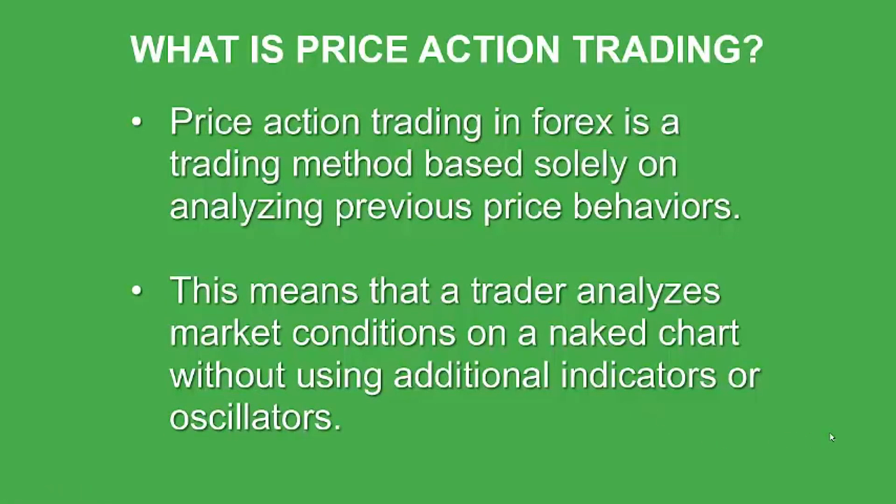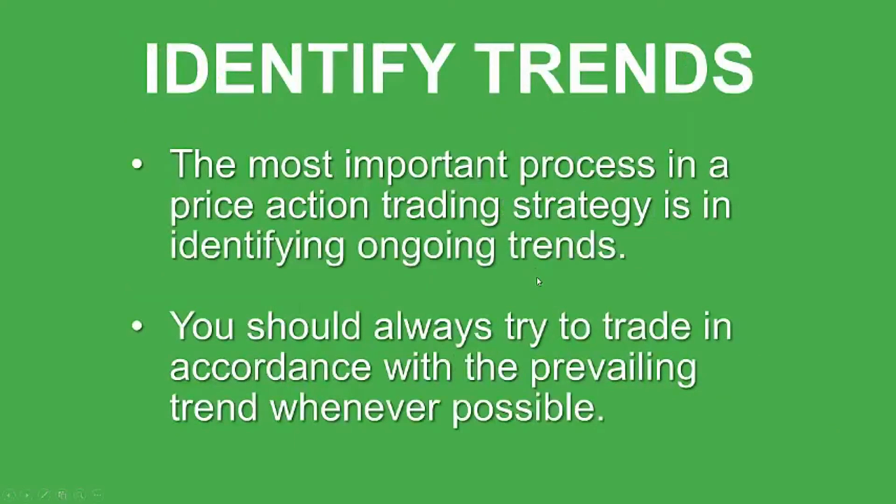Price action trading in Forex is basically a trading method based only on analyzing previous price behavior. What traders do is look back in time for patterns like candlesticks or support and resistance levels, and try to forecast those levels on the right side to find good entry or exit places for the trades. This means a trader analyzes the market on a naked chart without any indicator or oscillator, so no RSI, no CCI, no nothing but pure simple candles.